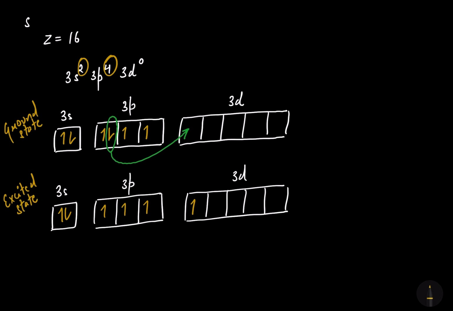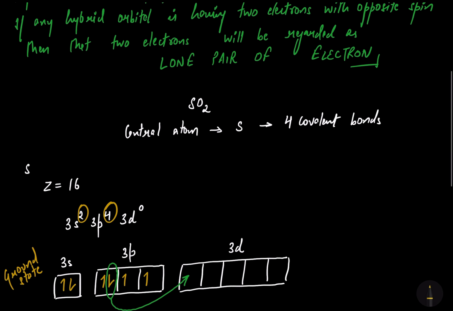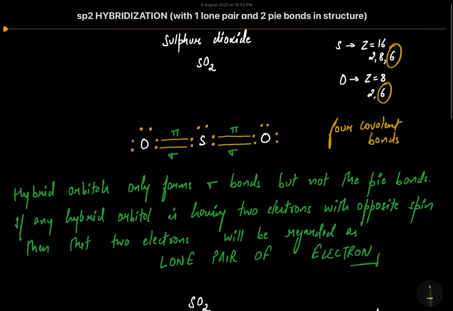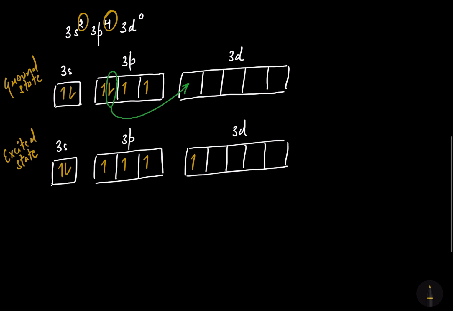Now let's come back to the Lewis structure again. In this Lewis structure, how many sigma bonds are there? There are 2. Out of 4 covalent bonds, we have 2 sigma bonds. And I have already told you that hybrid orbitals only form sigma bonds. So during the hybridization process, or the intermixing of the atomic orbitals, we will take the 2 atomic orbitals containing 1 electron each for the hybridization.